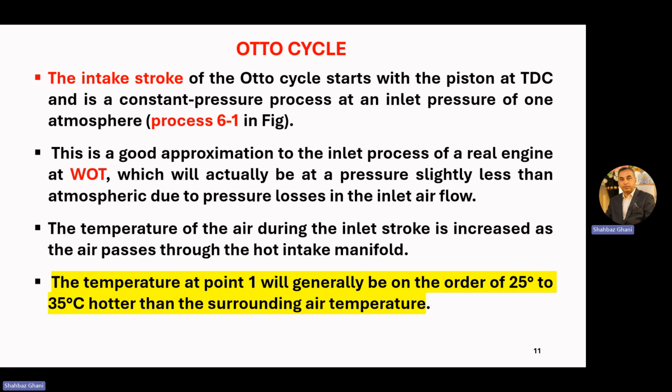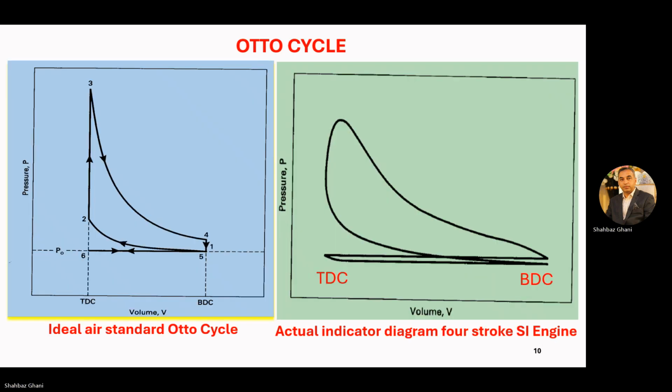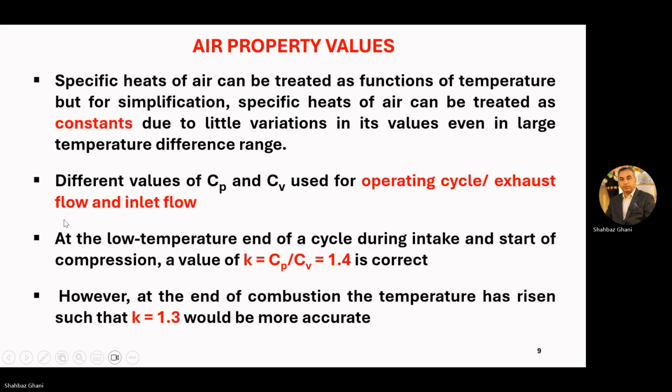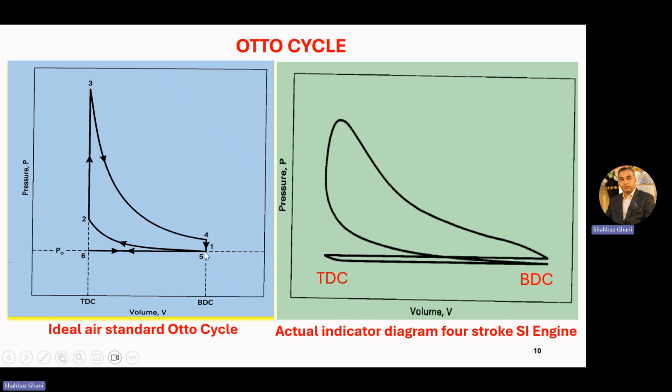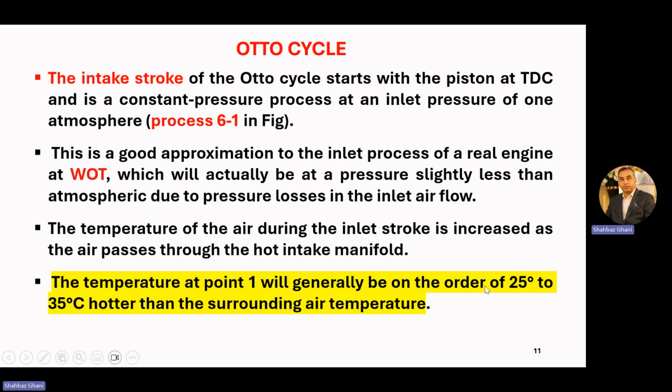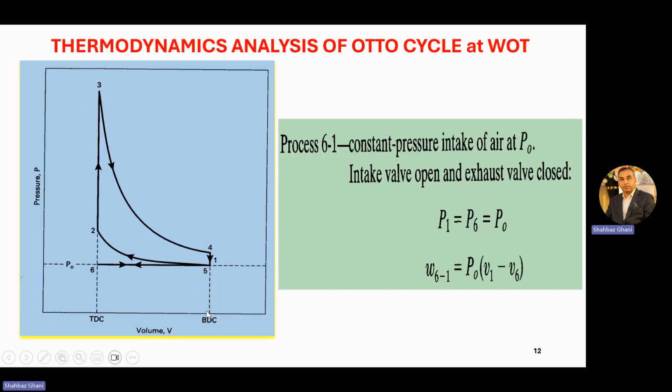When it reaches point 1, here the atmospheric condition temperature is 25 degrees Celsius. When it reaches from the intake manifold to the combustion chamber into the cylinder at point 1, its temperature has risen in the range of 25 to 35 degrees Celsius above the surrounding air temperature.